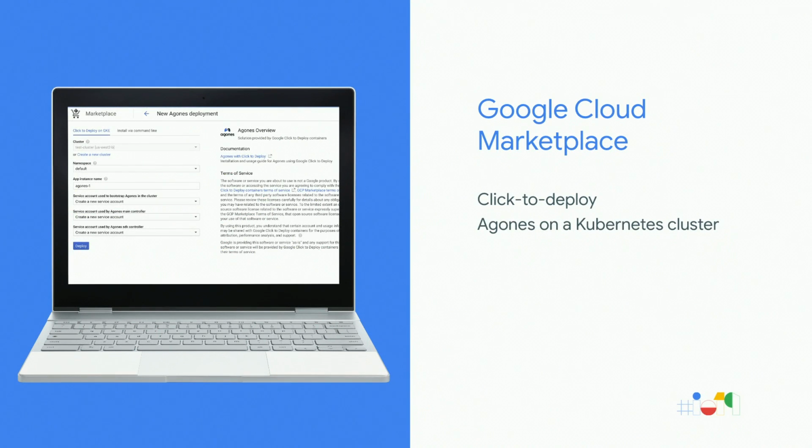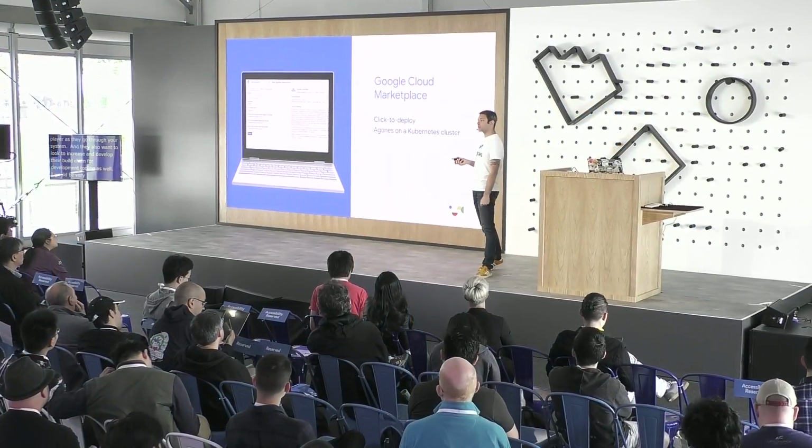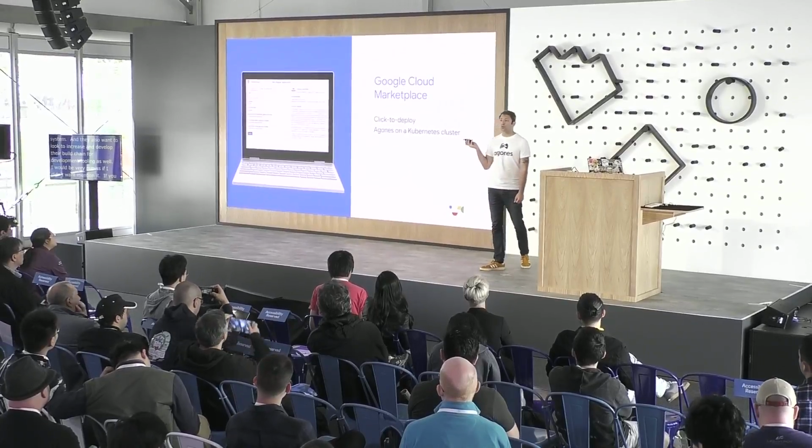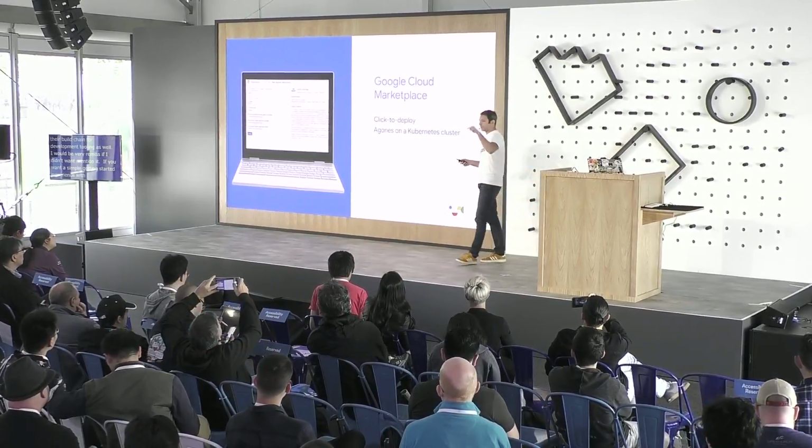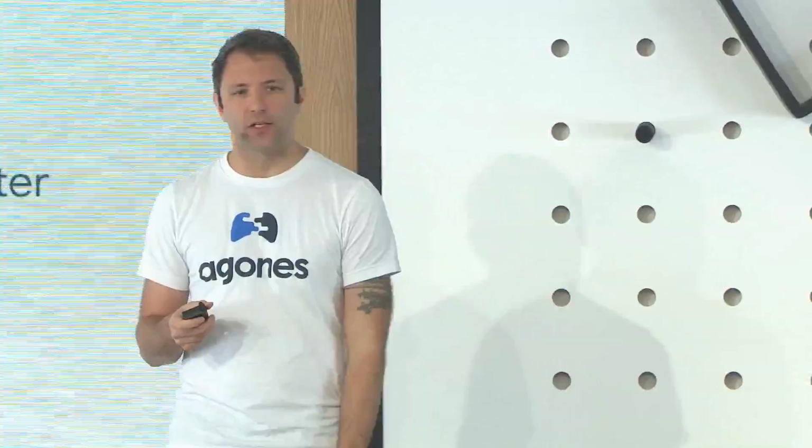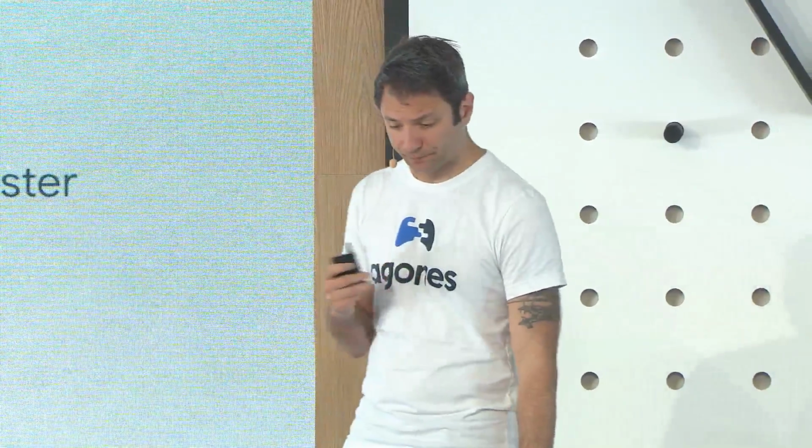I would be very remiss if I didn't mention it. If you want to try out Agones, it's currently running 0.8.1, so it's a couple of versions behind. But if you just want a simple getting started experience with Agones, you can go to the Google Cloud Marketplace now, click a couple of buttons, and get a cluster up and running, and you can take it for a spin. So it's super nice.